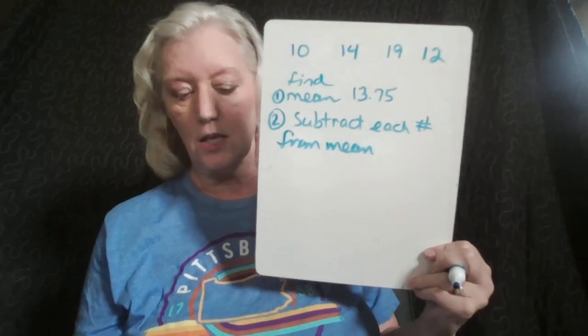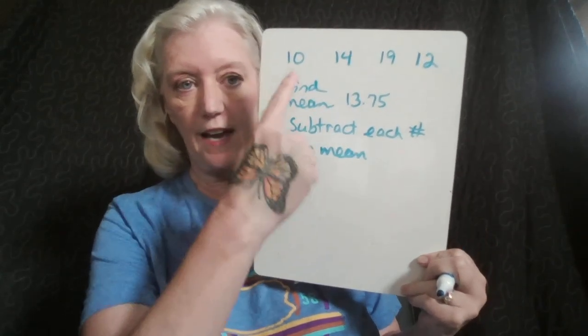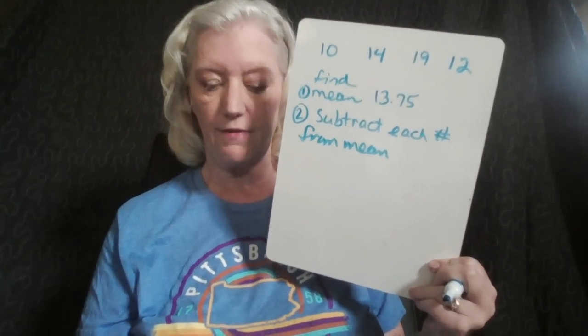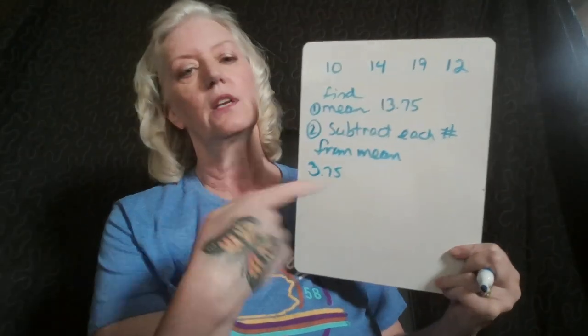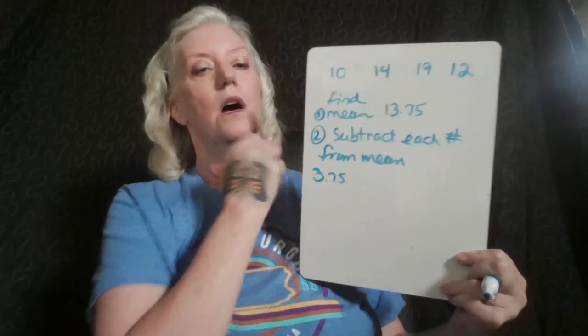Subtract each number from the mean. Okay, find the mean, then subtract each number from the mean. That's step 2. So I'm going to take 13.75 minus 10. 13.75 minus 10 is 3.75. Then I'm going to take 13.75 minus 14, but I'm going to do it in the other order so it stays positive. 14 minus 13.75 is 0.25.